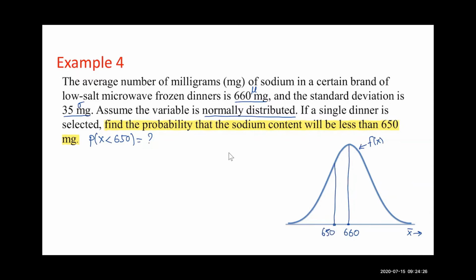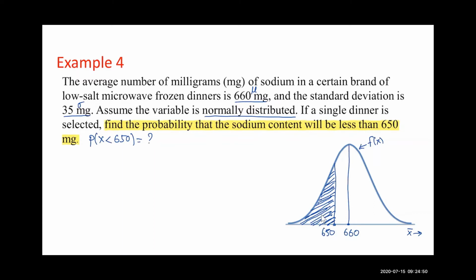And we need to find the probability that the sodium content will be less than 650. Less than is to the left. So that probability is equal to this area. Whenever you are solving any problem related to normal distribution, you need to draw the curve, label it, and then you use your calculator. So we need to find this area.